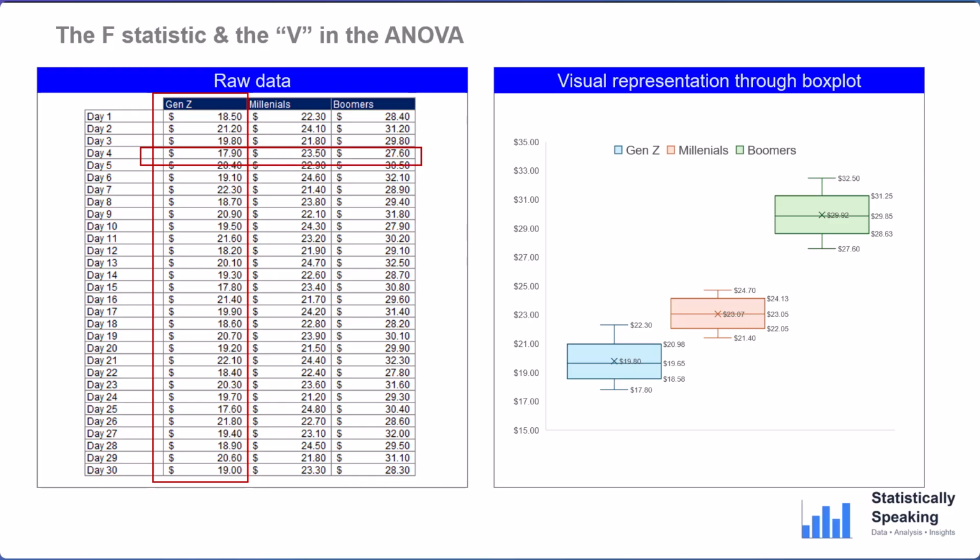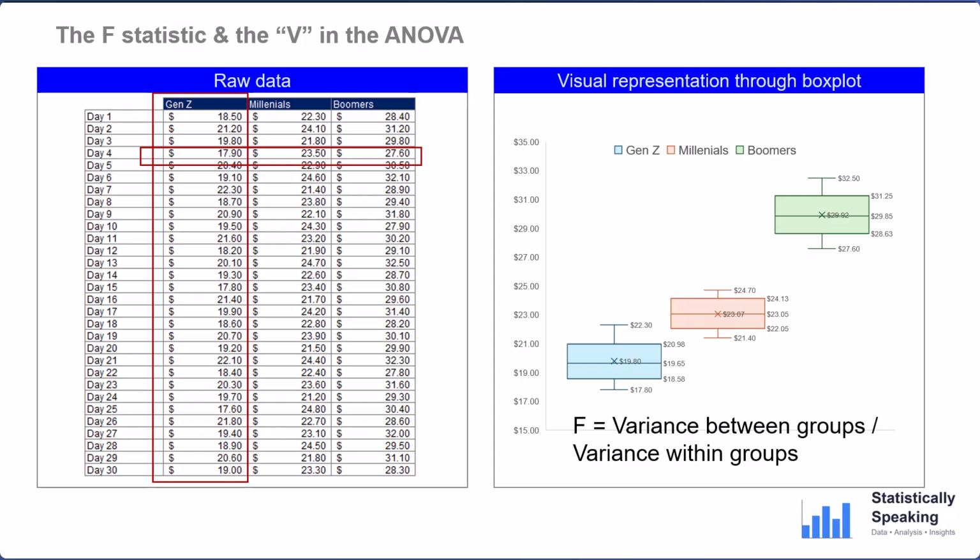So how far apart are the group averages from each other? Gen Z's average is about 20, millennials is about 23, and boomers is about 30. So that gap between the means, that's what's called the between group variation. Another way to think of it is intergroup versus intra-group variation.